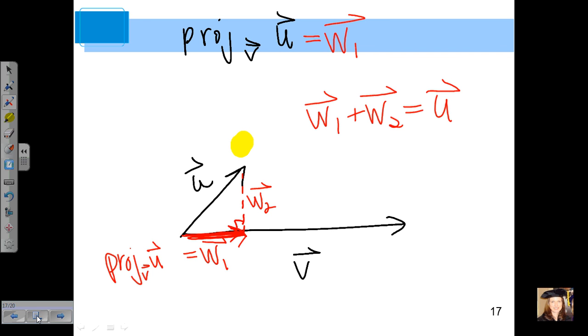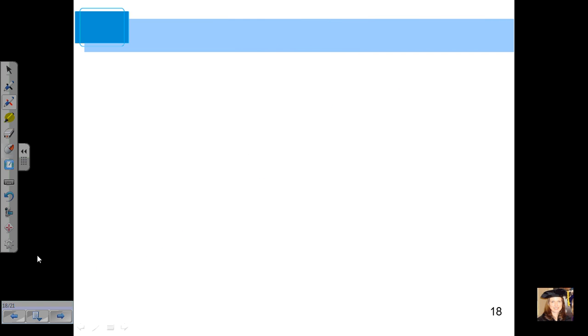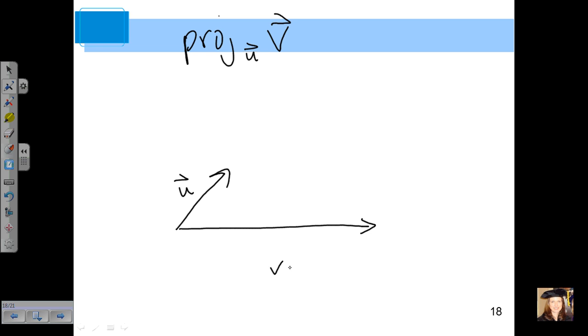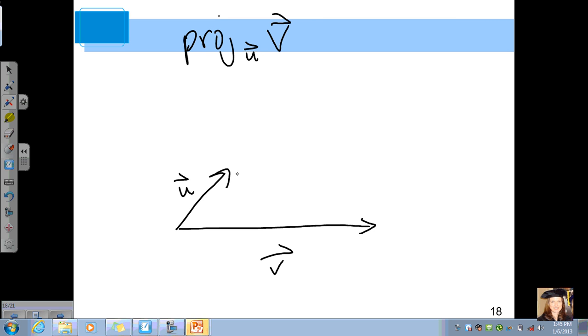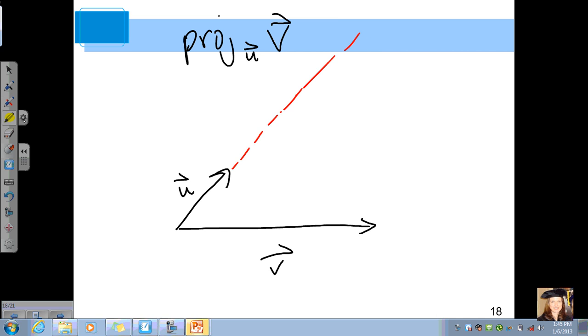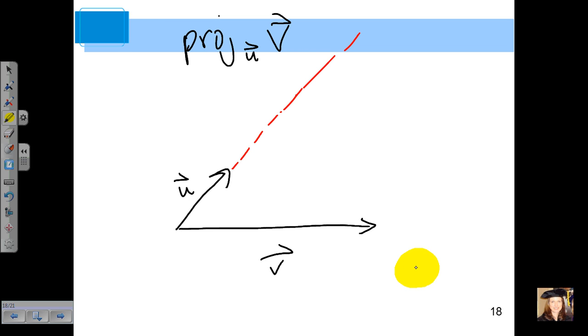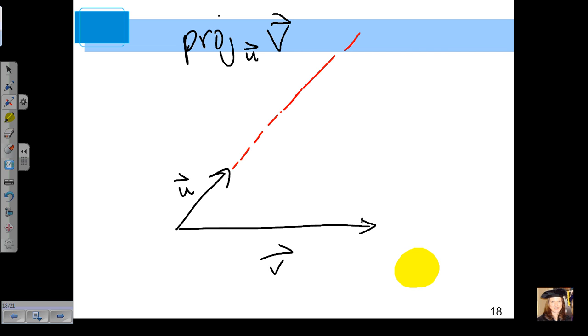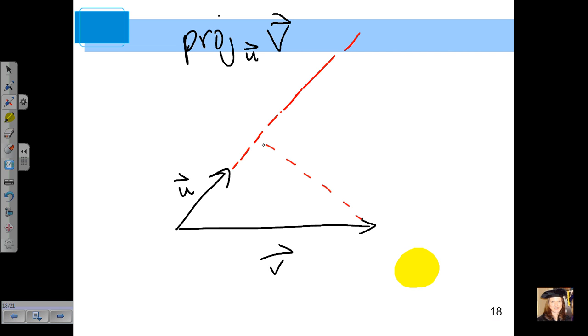Let's look at projecting V onto U. That's going to look a little bit different here. Suppose now we want to project, we did U onto V, let's project V onto U. If U looks something like this, the U vector, and V looks something like this, we're going to then cast a shadow onto the U vector. In order to do that, we need to extend this U vector out a little bit. And let's imagine the light source is in this direction. That would cast a shadow that would form a 90-degree angle.